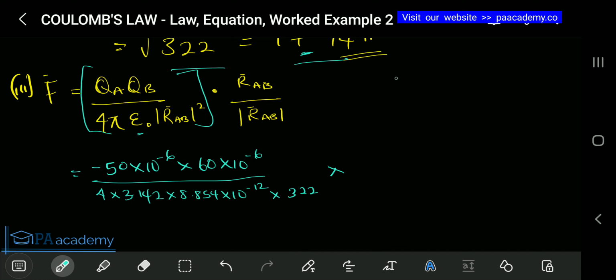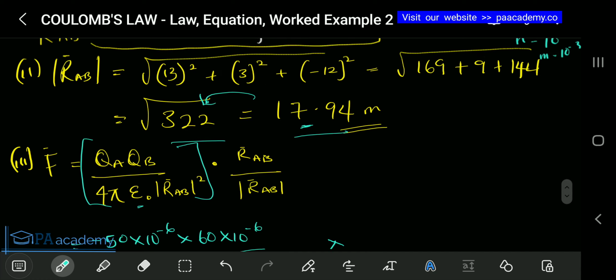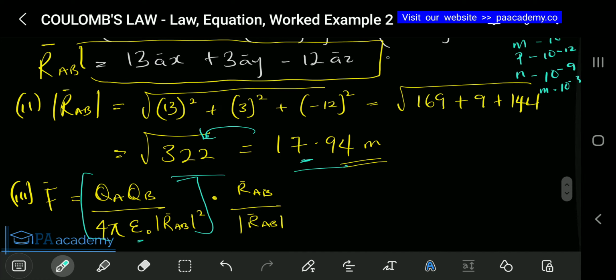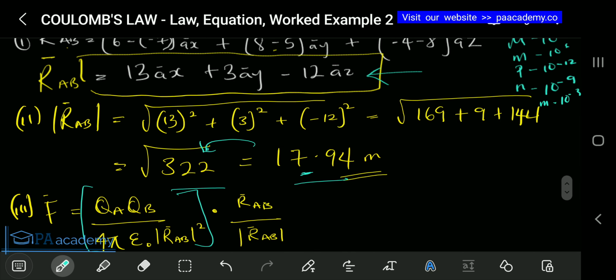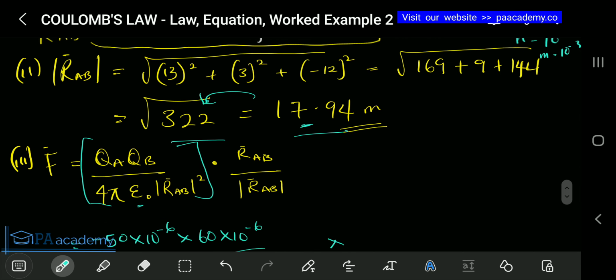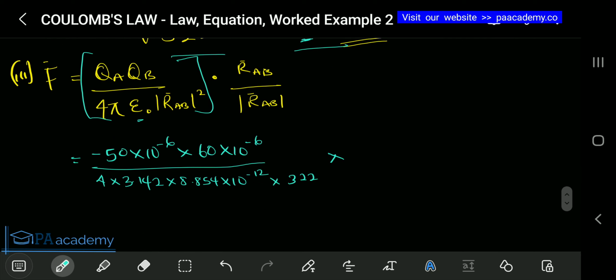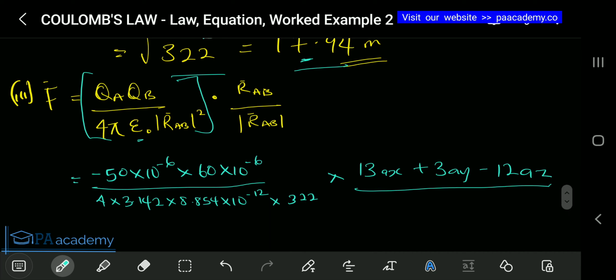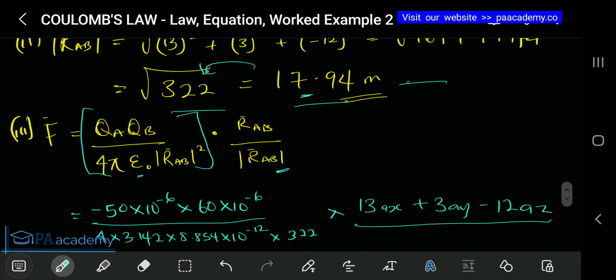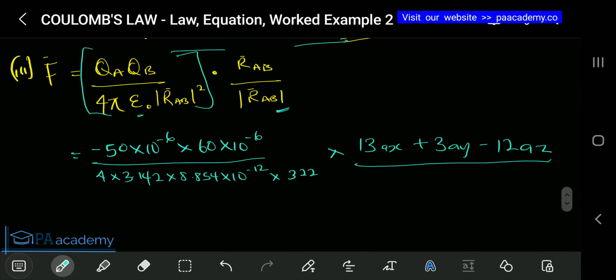Then multiply by our RAB, which is our unit vector, and we've gotten it, which is this value here: 13 AX plus 3 AY minus 12 AZ, then over the magnitude of the unit vector, which we've gotten to be 17.94.